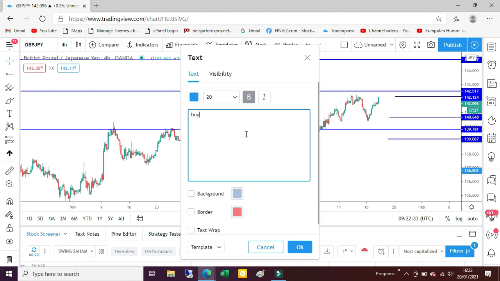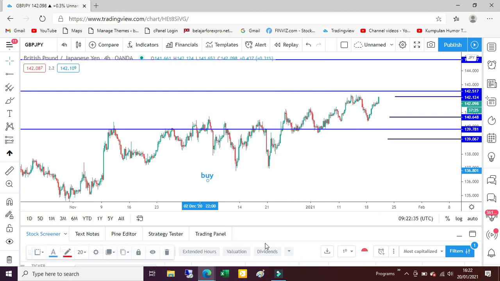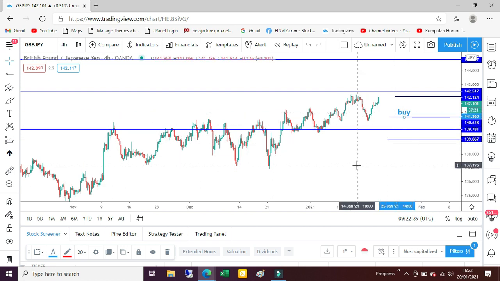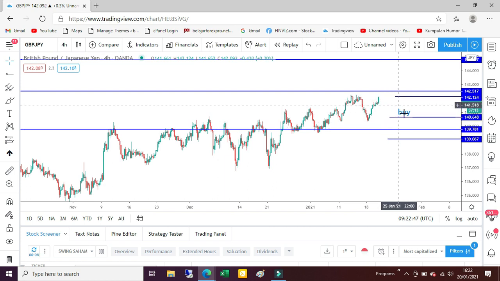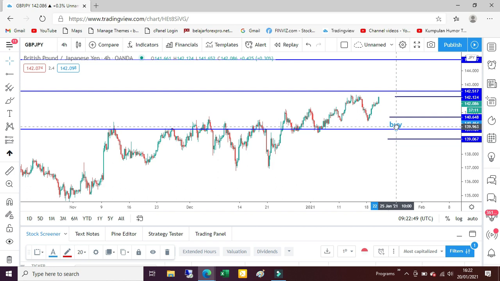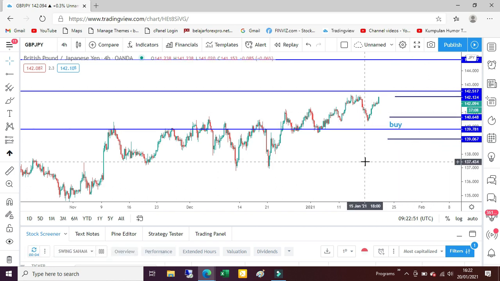Buy. Maka kita beli di sini, teman-teman, kita mendapat harga murah. Kalau dia balik ya, dia koreksi dulu sampai sini, kita buy ya. Target satu di sini, target buy ke sini.